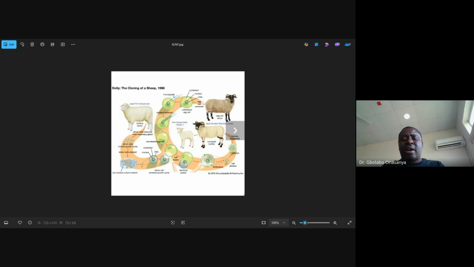Then those stem cells, that transgenic embryo, will be transferred, implanted inside the recipient sheep. And immediately you transfer, the implantation happens, and the embryo begins to grow inside the recipient sheep. And the recipient comes to term.